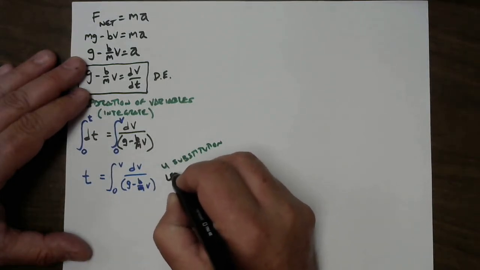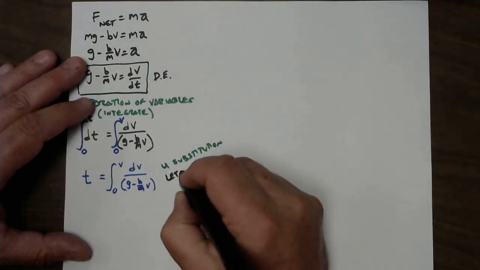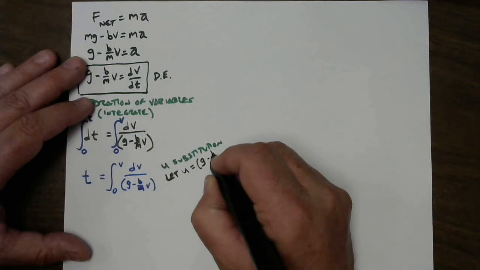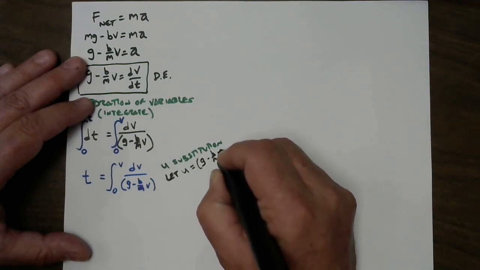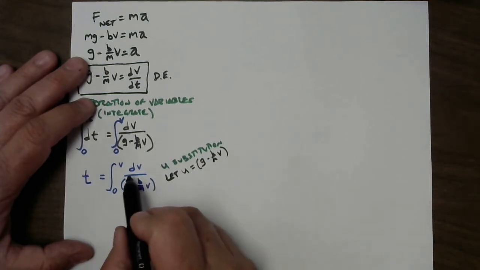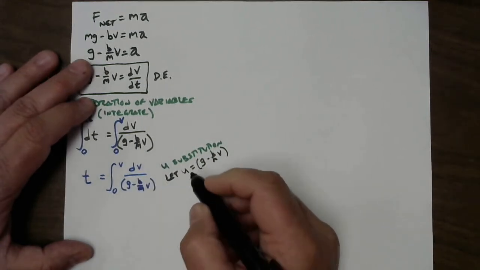So oh, this is not a good pen. Let U equal the quantity g minus b over m times v. Now we need to figure out a wiggle. This is a differential, a small wiggle in v, so we need to know what a wiggle in u looks like.